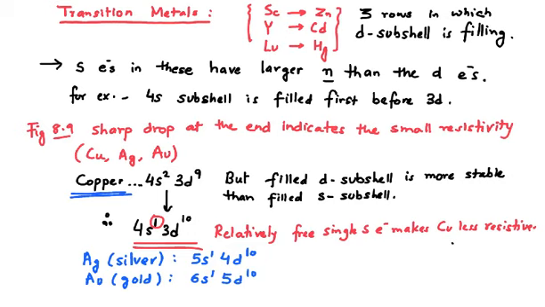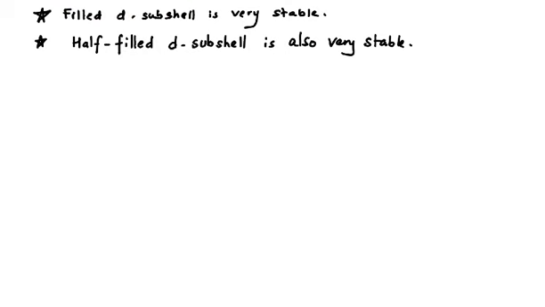Similarly, for silver we have the 5s1 4d10 configuration, and for gold it's 6s1 5d10. Just like copper, silver and gold are also less resistive, but we don't use them in wiring because they are much more expensive as compared to copper.